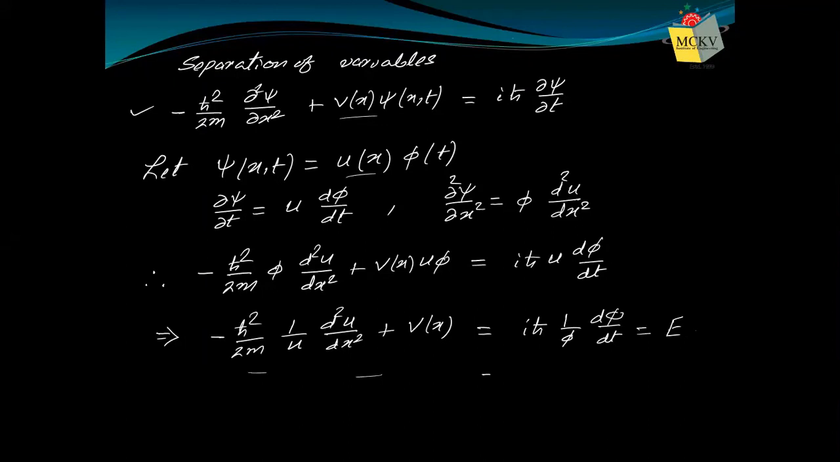I hope you have written this part up to here. So now we can write left-hand side equal to that constant and right-hand side equal to that constant. Now if I start with the right-hand side, what does the right-hand side tell us? i h cut 1 by phi d phi dt equals E.